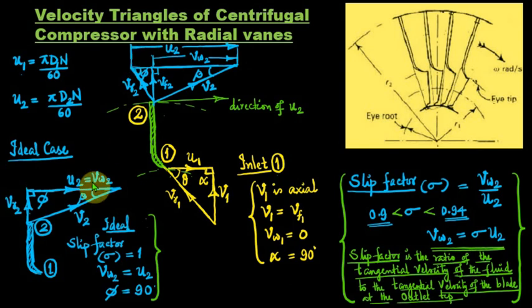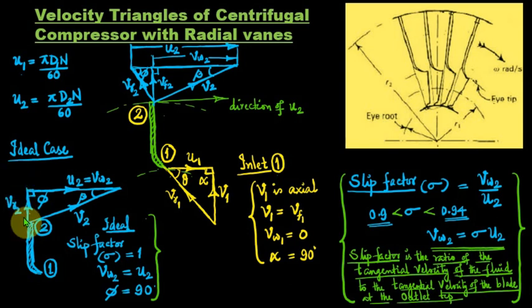But can you notice one thing here? If the slip factor is 1, then Vw2 will be equal to U2, because VR2 is like this, and U2 is in this direction. The resultant is V2, the absolute velocity of air at outlet. And if you take the components of V2, one is normal to U2 and one is along U2.